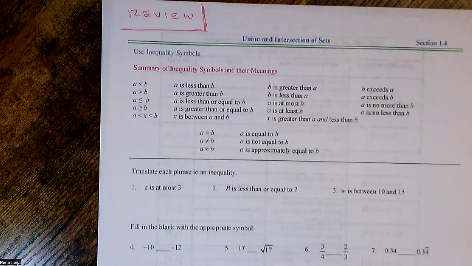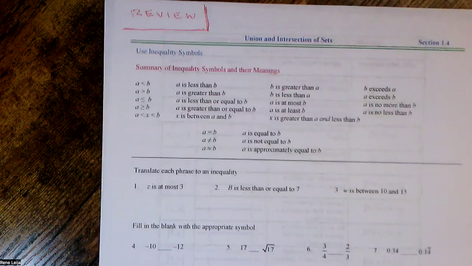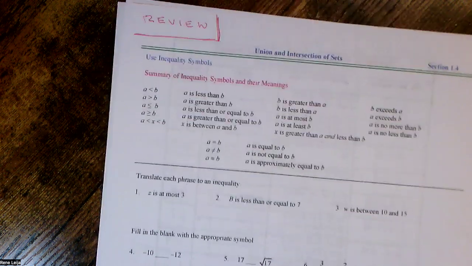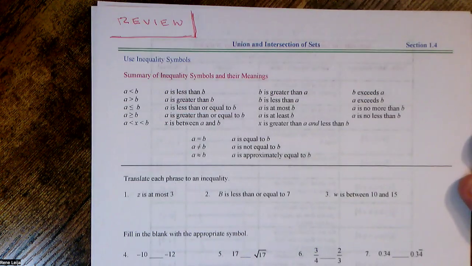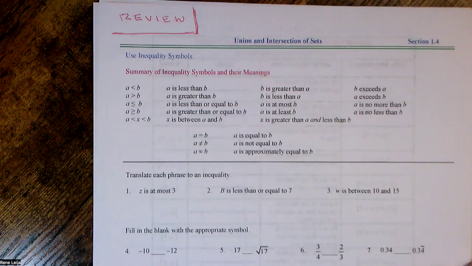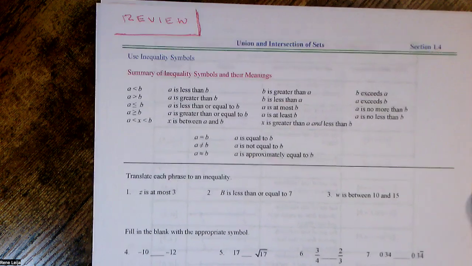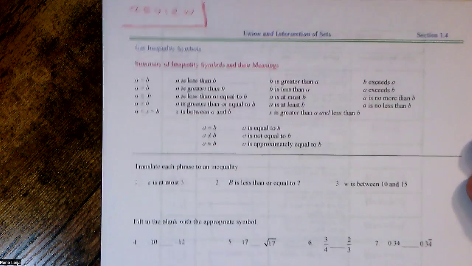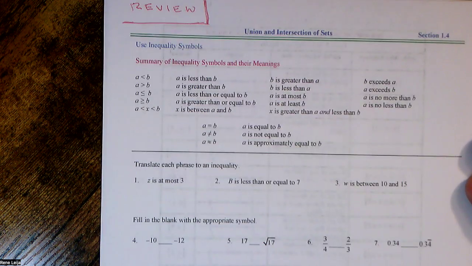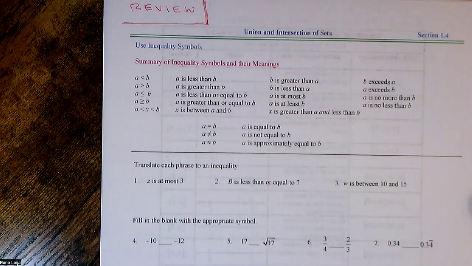All right, this is section 1.4. This is a review section. So this is mainly going to cover notation, the different types of notation: set builder notation, interval notation, graphical notation. So this is a review. You do not have to watch this if you don't want, but if you feel that you need to go over some of the important notation that we're going to be using, then for sure you want to skim through this.